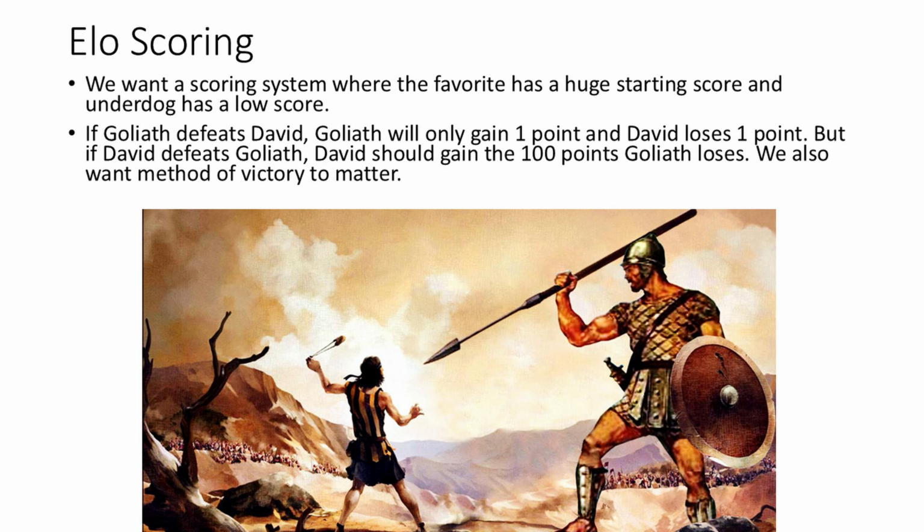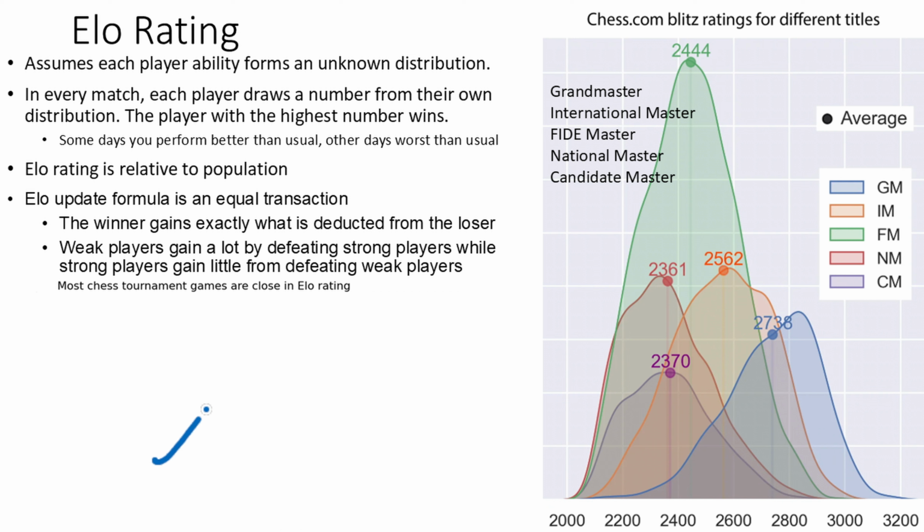We will be using ELO scoring as a feature. The favorite should have a large value and the underdog should have a small value. If our underdog David wins, he should gain a huge amount compared to if Goliath wins. ELO scoring is zero sum, so the winner's ELO score increases by exactly what the loser's ELO score is reduced by.